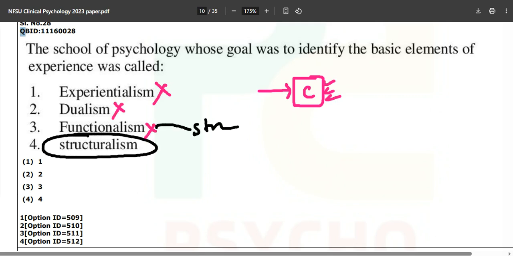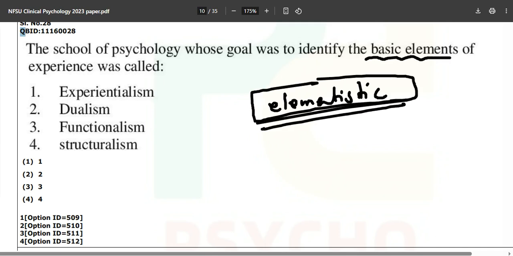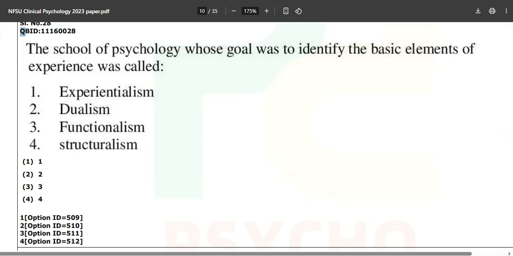Other schools will talk about the stream of consciousness, the body and mind, different things, and the experiences. But we are going towards the elementistic nature, and that is what behaviorism opposed. We cannot use elementistic as behaviorism, but right now the correct answer is option number 4, structuralism.